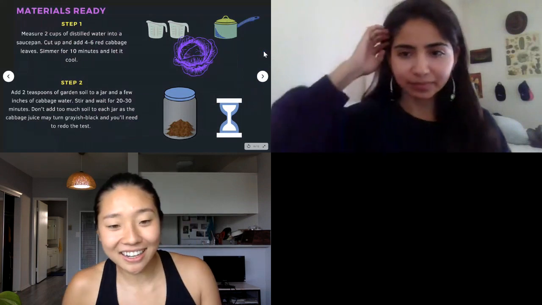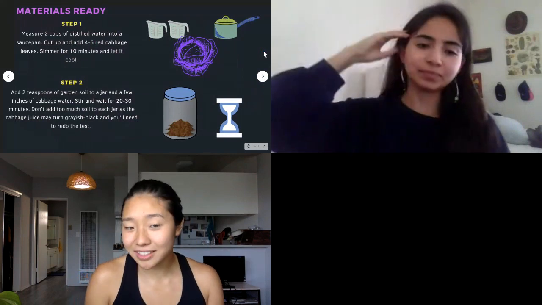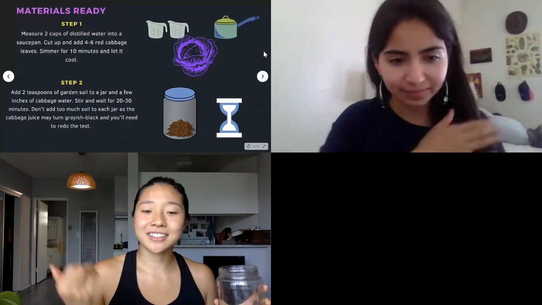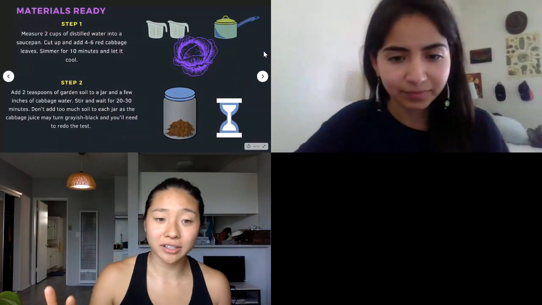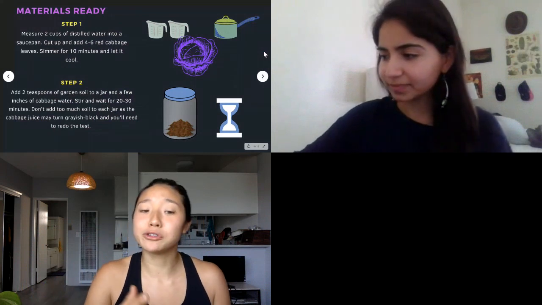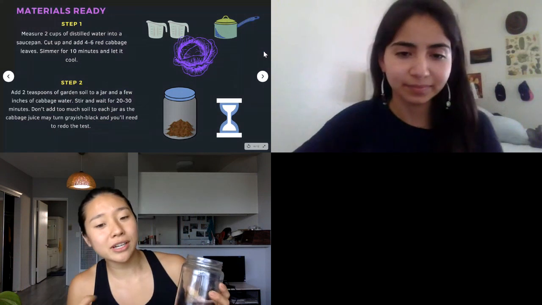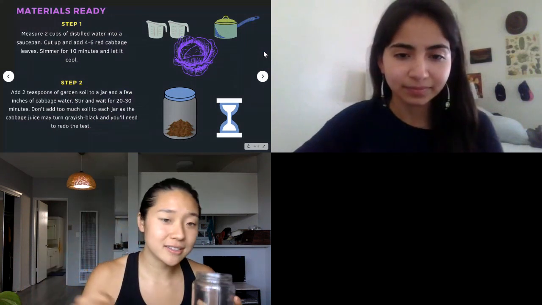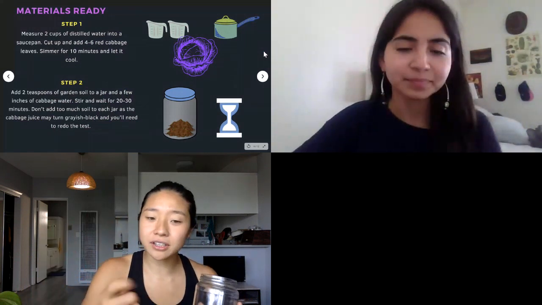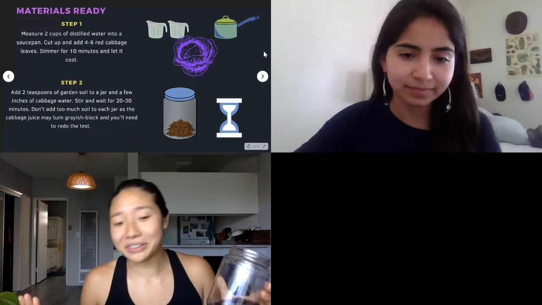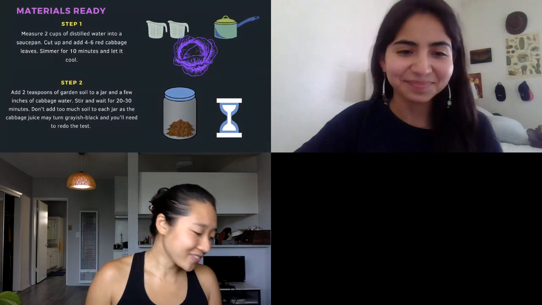So hopefully you guys have already done step 1. If not, feel free to do this anytime you feel like it. Just get 2 cups of distilled water. It has to be distilled because it's neutral pH. And then just start boiling that. And once it's simmering, toss in a couple cabbage leaves, let it go for 10 minutes, turn off the heat, and just let it hang out till it's not gonna burn you hot.